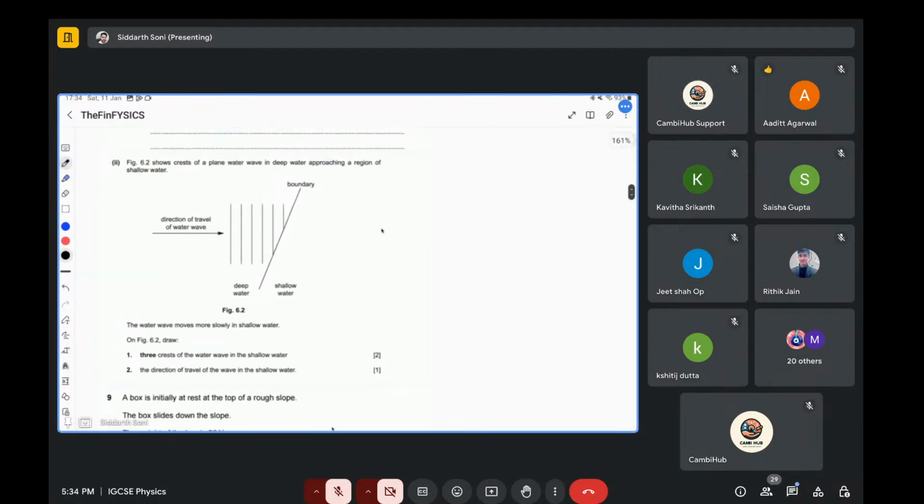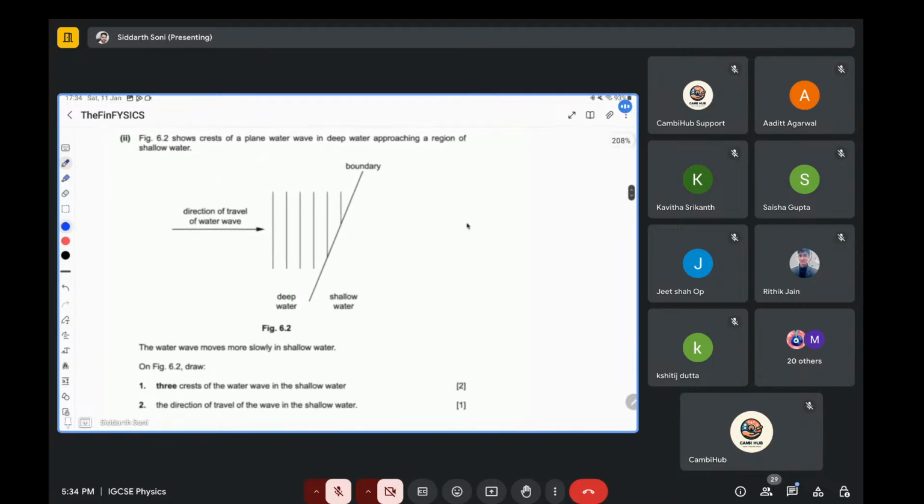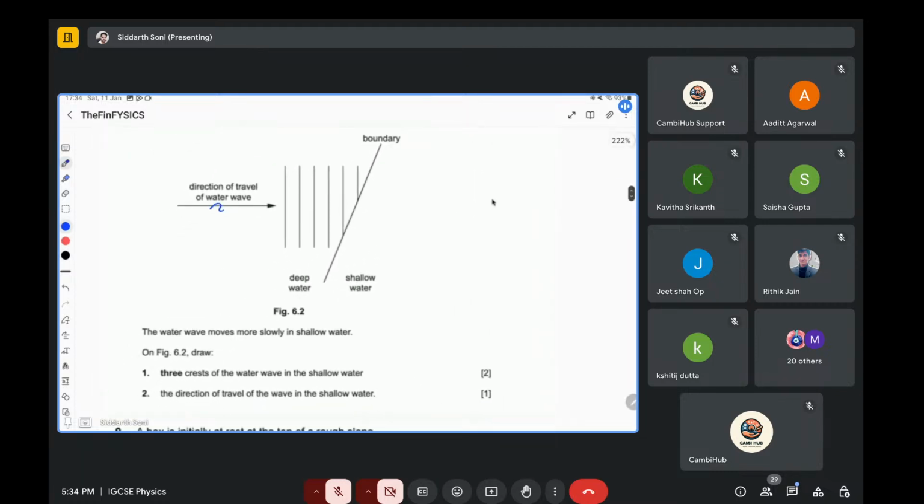Okay, the next one, where you have wave fronts. What you all need to do are these basic steps. Extend this. This is your direction of wave travel, which means technically this is your incident ray. This is your interface. First draw a normal. This is your angle of incidence. Then you see it's going from deep to shallow. Remember, low, which means your speed will decrease. And whenever the speed decreases, it's going to bend towards the normal.